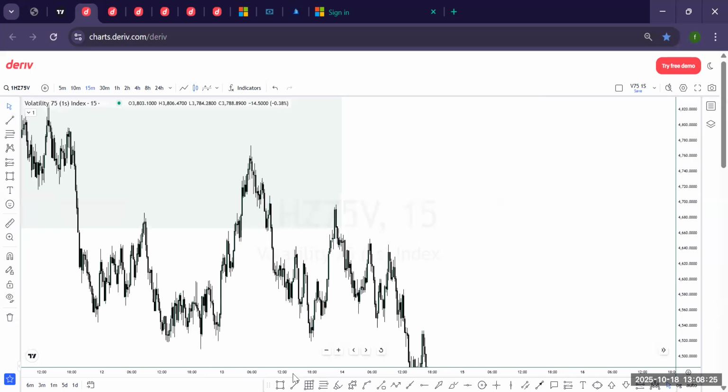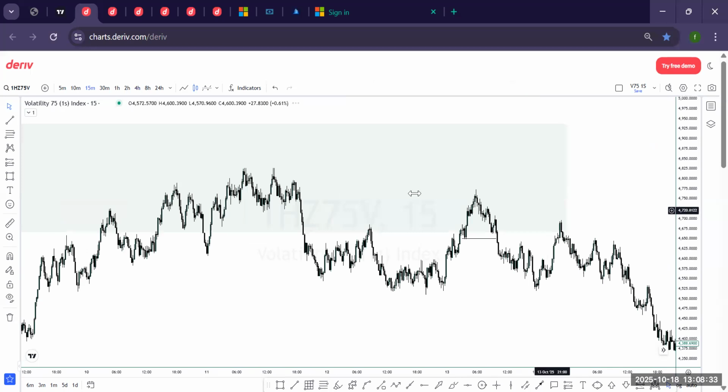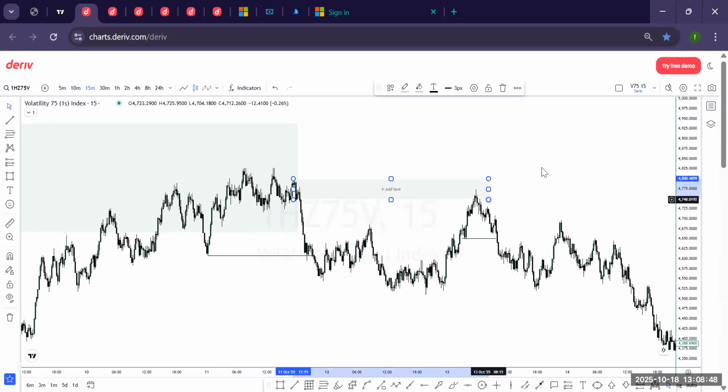What do we have here? We have market structure shifts. This was when price tapped to the POI here. We have market structure shifts here. Can you see this demand order block? You sell from here.